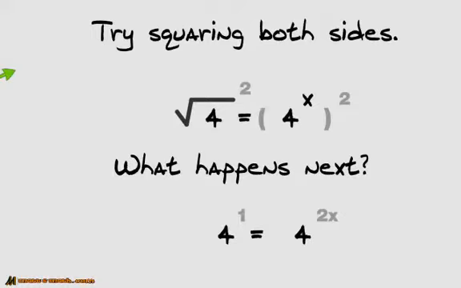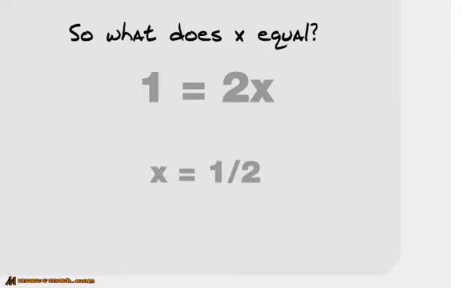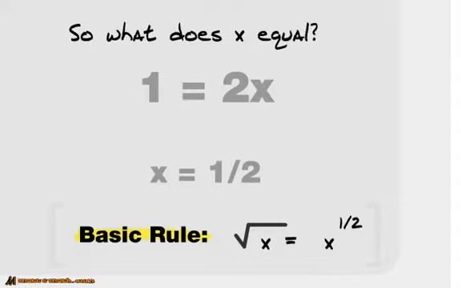Well, what can we do now? Try this. What does x equal then? Well, we know that 4 to the first power was 4 to the 2x power. So 1 has to equal 2x. So what does x equal? X equals 1/2. Pretty basic, right? So when you think about it, the basic rule is that when you take the square root of x, it equals x to the 1/2 power. Pretty simple. Okay?